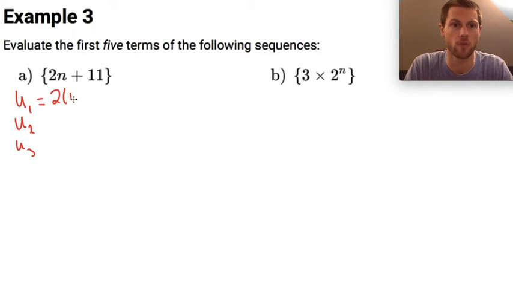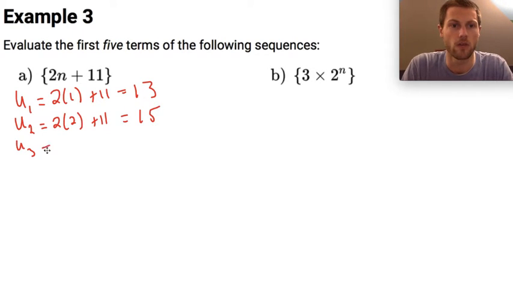So 2 times 1 plus 11. And our sequence always starts with 1 as our first element or first term of the sequence. So this is going to equal 2 plus 11, so that'll be 13. U sub 2, the second term, is going to be 2 times 2 plus 11. So that's 4 plus 11, so that's going to be 15. And u sub 3 is 2 times 3 plus 11, so that's 6 plus 11, that's 17.